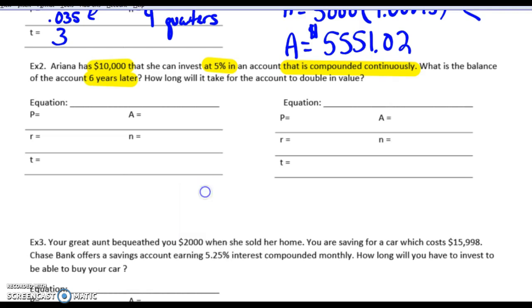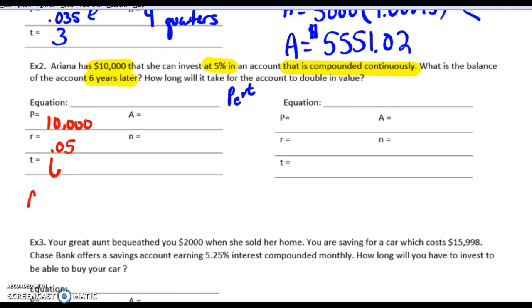So in this problem, we're going to use PERT, because it's continuously compounding. And this says, what's the balance in the account after 6 years? So for this problem, my principal is $10,000. My rate is 0.05. My time is 6 years.